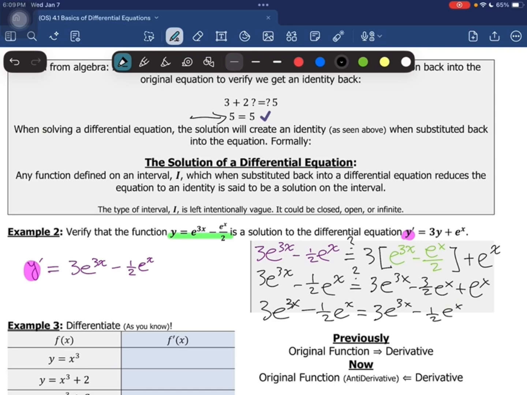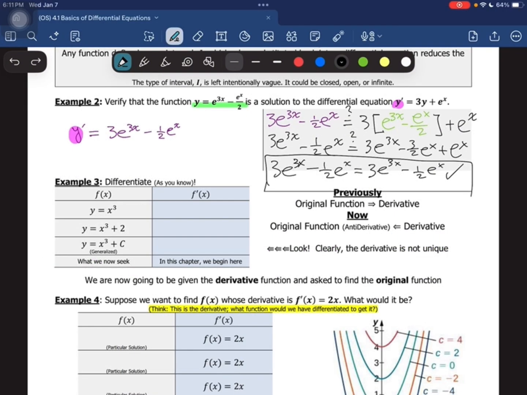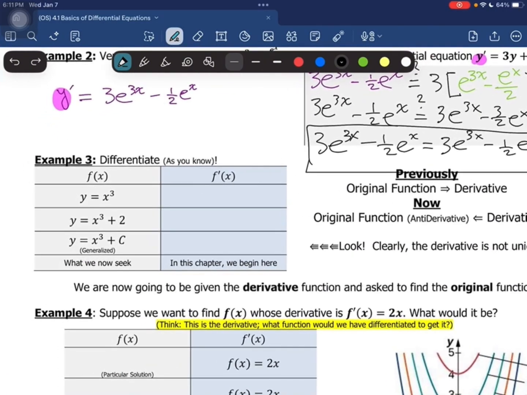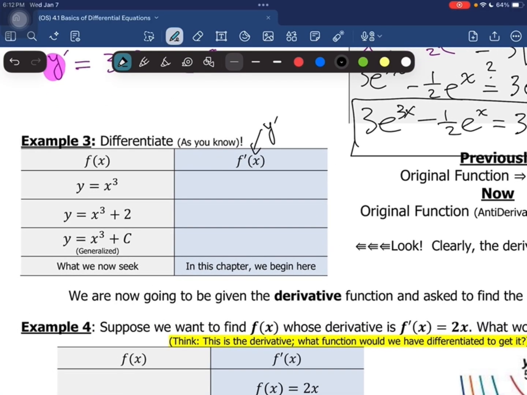And we see that this is true. What's on the left equals what's on the right. Now it's time to differentiate. We know that f prime of x is just the same as y prime over there. So let's begin. You have y equals x cubed. Its derivative is going to be y prime equals 3x squared.